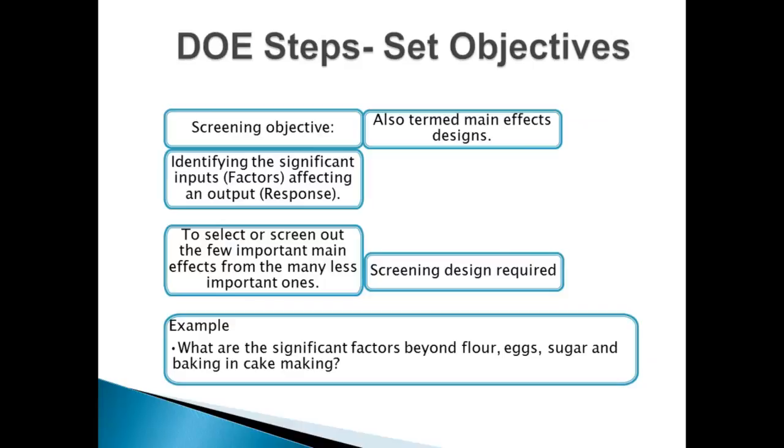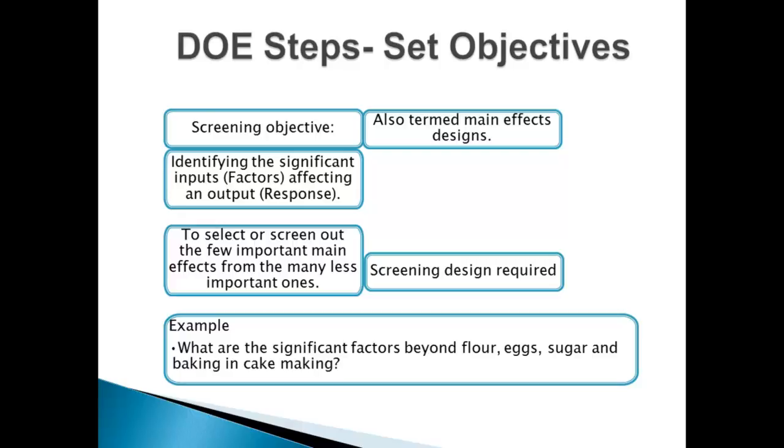If our objective is to identify the significant input factors affecting a response or an output, to select or screen out the few important main effects from many less important ones, then we need a screening experiment. And a screening experiment, we also call a main effect design. An example is, what are the significant factors beyond flour, eggs, sugar, and baking in cake making. So we could screen these ingredients in order to identify those other factors that will have an effect on the cake making.